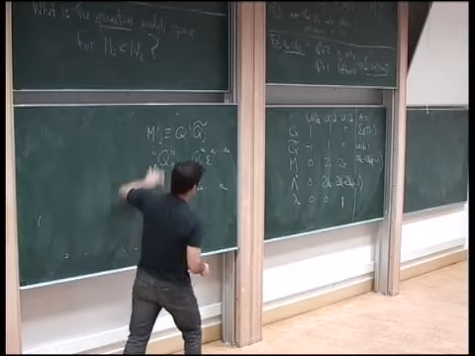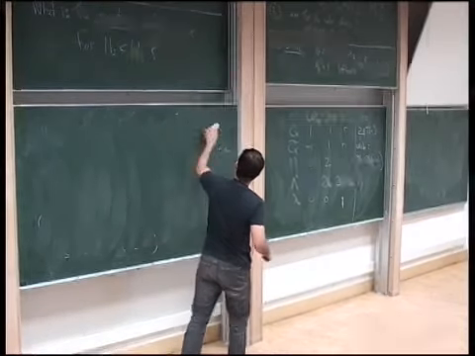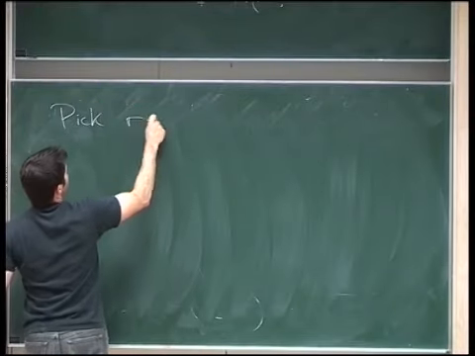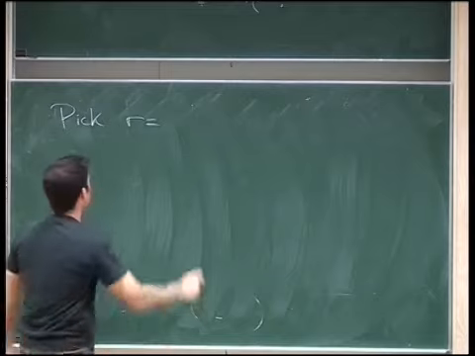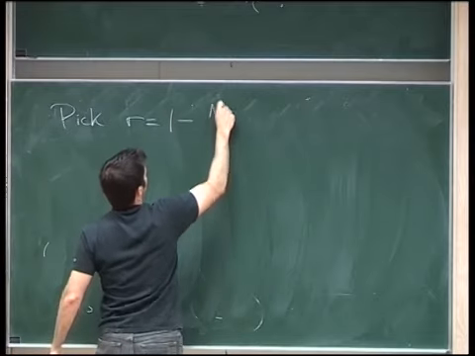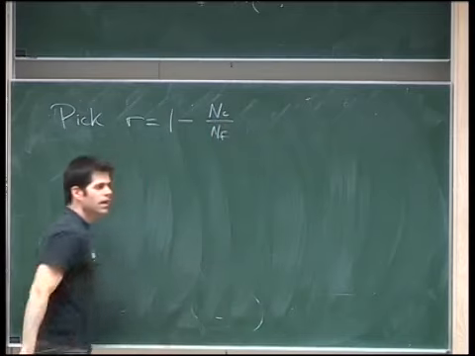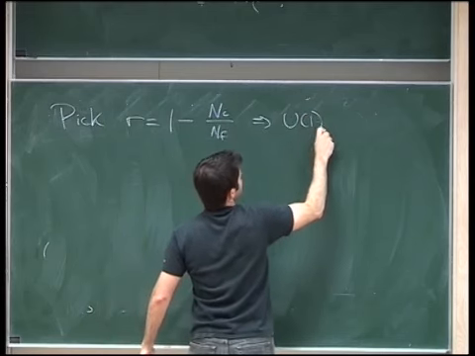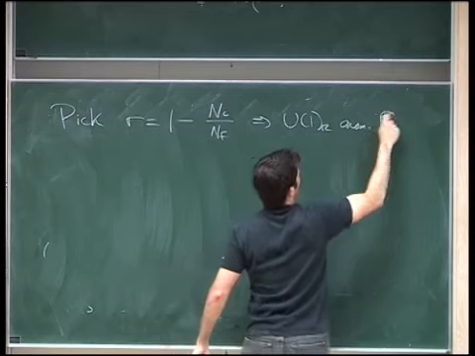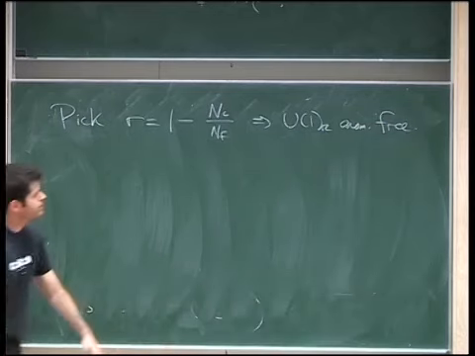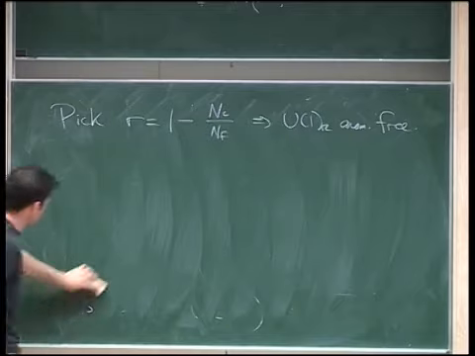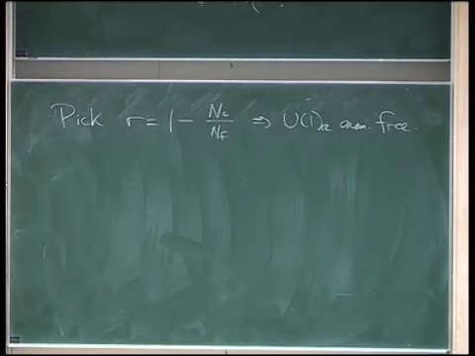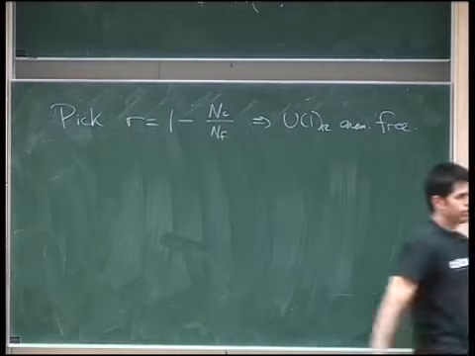Well, you totally can. So let's pick little r equals, let's see, if I make it 1 minus nc over nf, then the U1R is anomaly free. Cool. All right, so now what do I want to do? I want to write down, so basically all these, this charge over here, I'm going to set to 0.